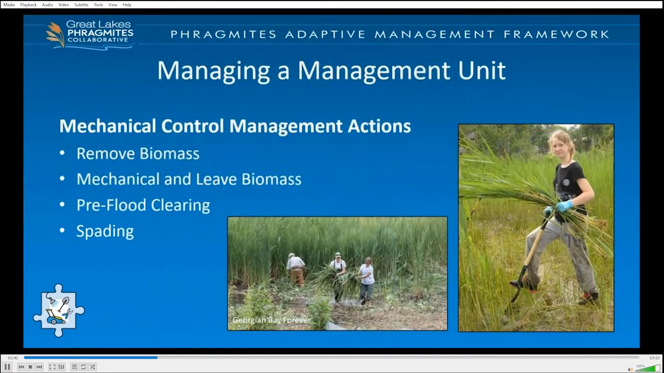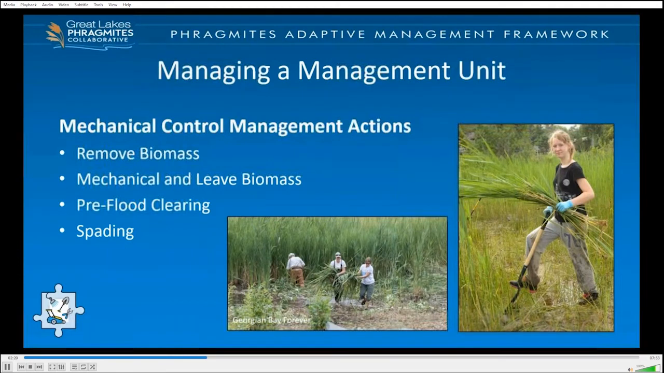There are 4 mechanical control management actions included in PAMF. Remove biomass involves removing Phragmites from the management unit manually. This can be achieved by cutting and removing Phragmites or even implementing a controlled burn. Mechanical and leave biomass involves mowing, cutting, or crushing all above ground Phragmites biomass within a management unit and then leaving it on site rather than removing it. Pre-flood clearing is really the same as either of the 2 aforementioned management actions, but can involve either removing or leaving biomass, but it's always followed with a flood event.